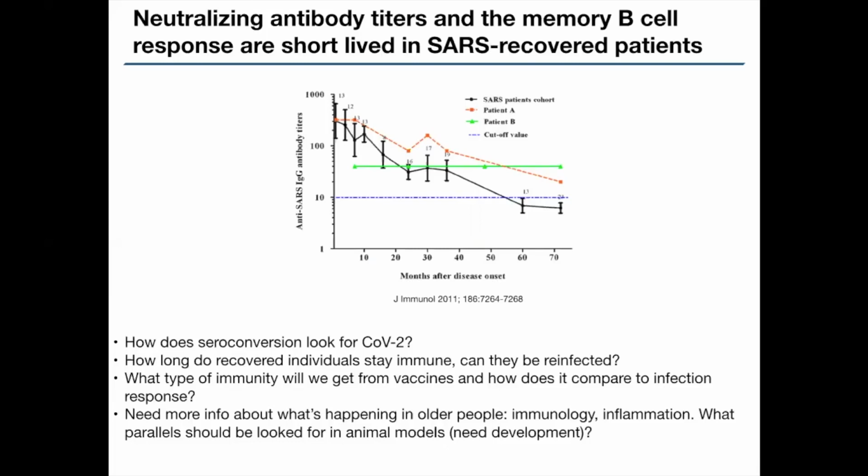We also really need more information about what's happening in the older population, particularly with regards to their immune responses, immunology, and inflammation that's happening in these patients. Because in part, this will help scientists identify parallels that should be looked for in animal models. And these animal models themselves are in need of significant development for COVID-2. Okay, so with that, I just want to end by listing some of what, in my opinion, are some of the key open basic science questions about these viruses.